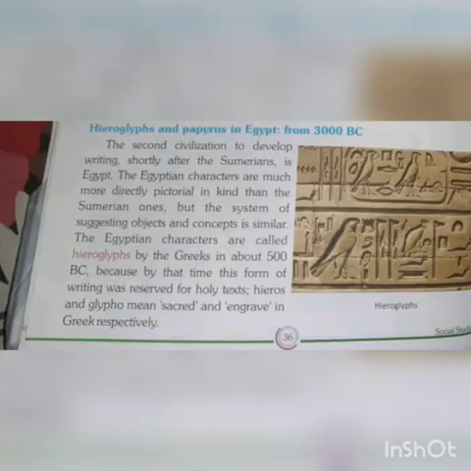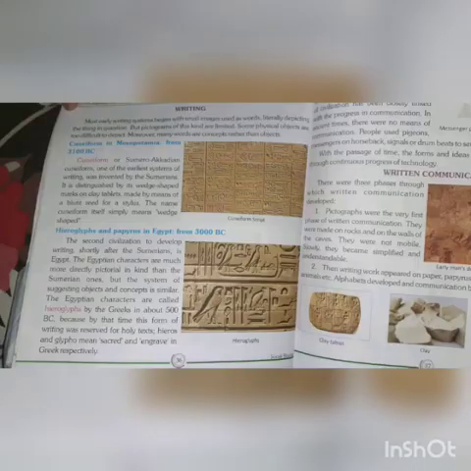Another one was hieroglyphs and papyrus in Egypt. It was around 3000 BC. Both these writing styles are of the same time. These are contemporary. Like this one is 3100 BC cuneiform and 3000 BC was hieroglyphs.